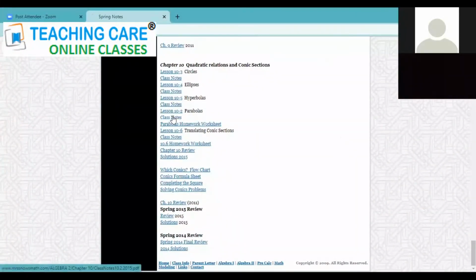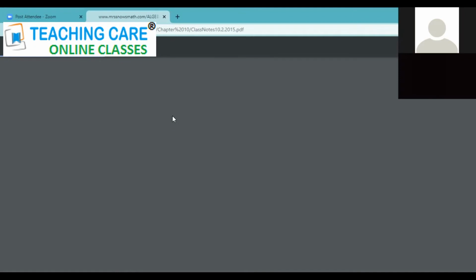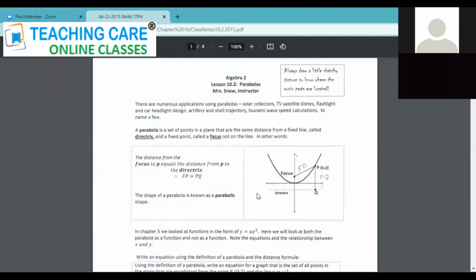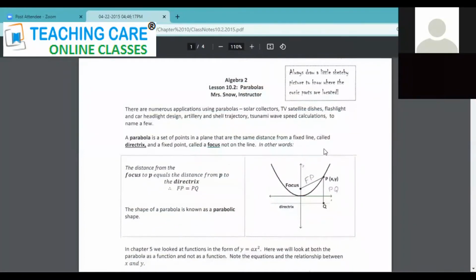Okay, coming to your parabola. So when it's coming under parabola, you have to think of the quadratic equations. I hope this is better when compared to the other things. Okay, see this important point they have told here: always draw a little sketchy picture to know where the conic parts are located. And this link I will send to you, so that whenever you need, you can refer to the notes afterwards.